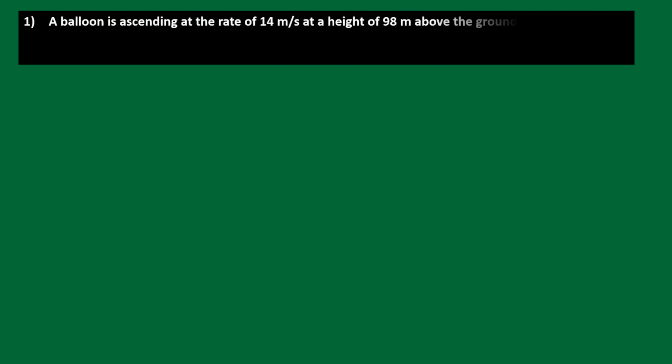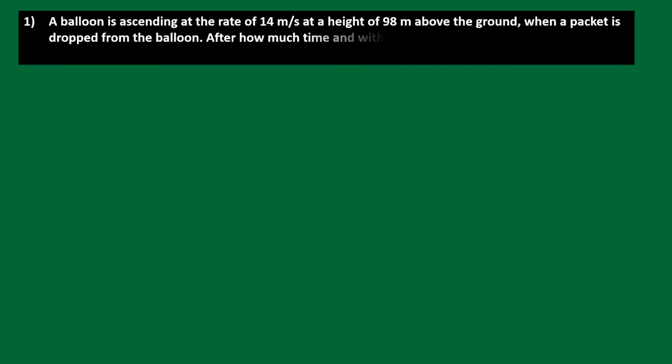A balloon is ascending at the rate of 14 meters per second at a height of 98 meters above the ground when a packet is dropped from the balloon. After how much time and with what velocity does the packet reach the ground? So in this problem, we need to find the time taken by the packet to reach the ground and also the final velocity of the packet.